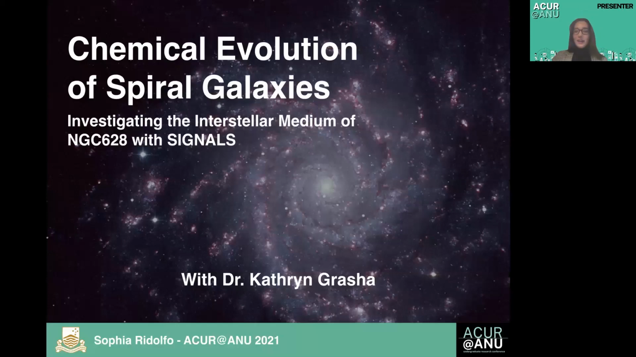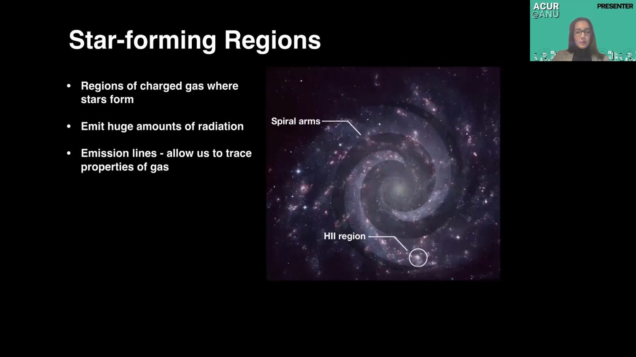Excellent. Okay. So hello, everyone. My name is Sophia. I'm a third-year undergraduate studying astrophysics at Australian National University. And today I'll be presenting my research on a study of the star-forming regions in the local spiral galaxy NGC 628 with SIGNALS data. So to give you a bit of background, when we study star formation, we typically use observations of star-forming regions called H2 regions. These are essentially the birthplace of stars. They're regions of charged gas, mainly hydrogen, where stars have recently formed.